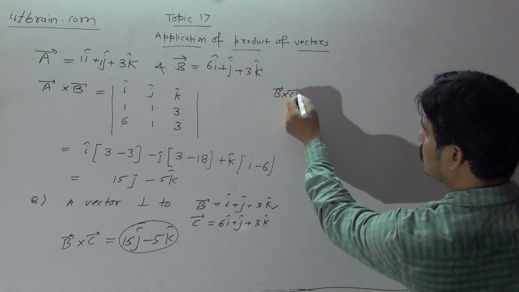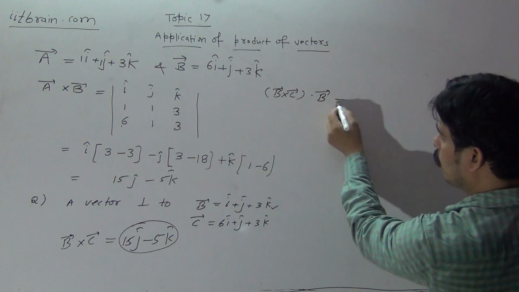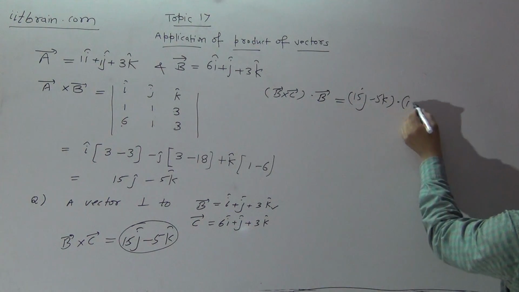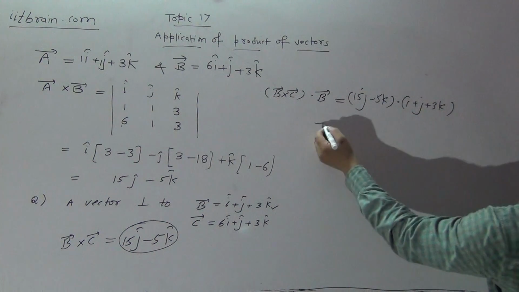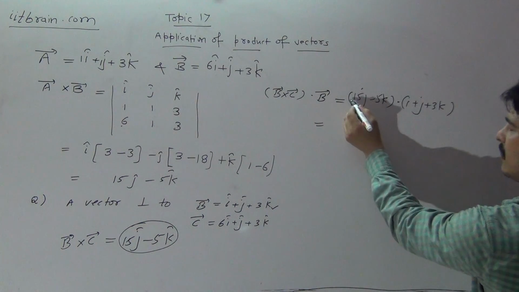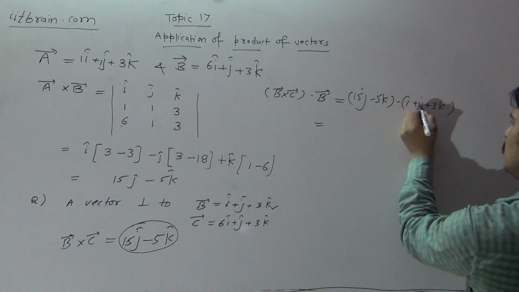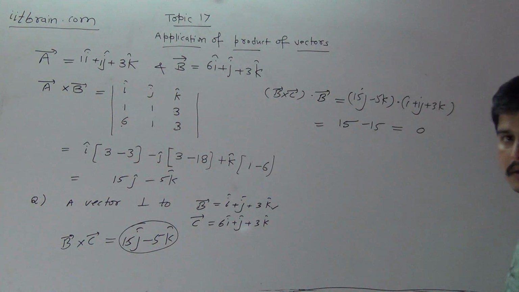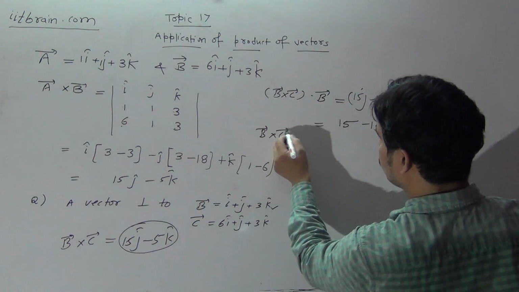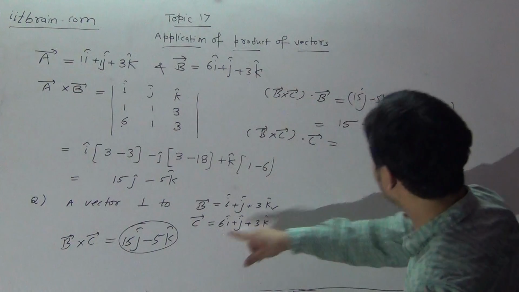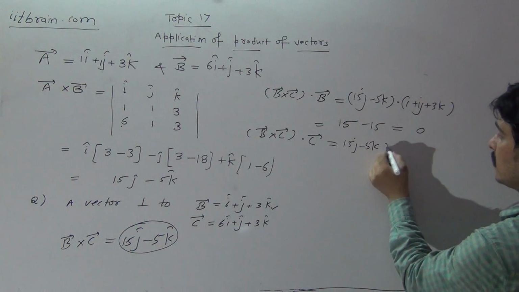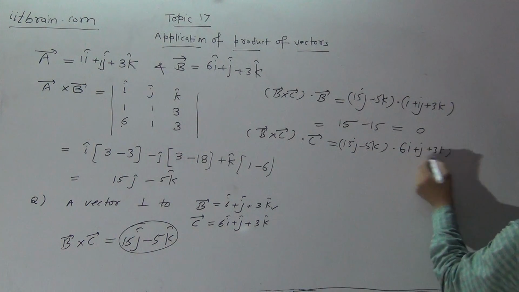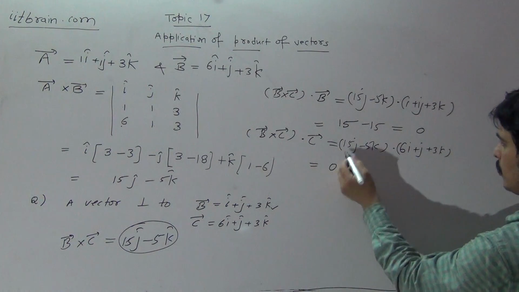First understand: B cross C is the cross product of B and C, and make a dot between this and B. It will be 15j minus 5k dot i plus j plus 3k, and it is 15j, and there is no term of i, so i is not used here. j with j is 15 and k with k is minus 15. It is 0. In the same manner, if you make a dot product between B cross C and C, it is 15j minus 5k. This is B cross C dot C, which is 6i plus j plus 3k, and the dot between these two is 0.